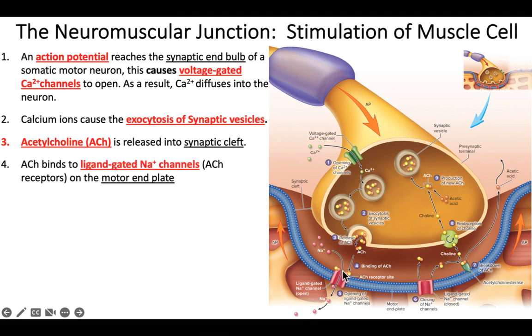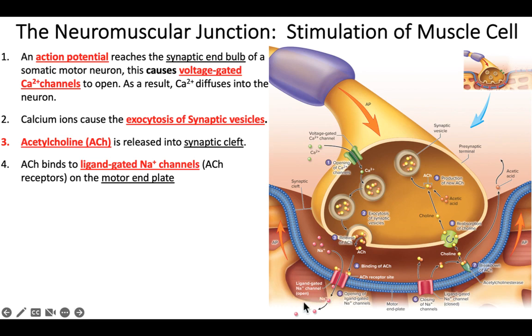and the receptor is a sodium channel. Now it's known as ligand-gated because acetylcholine is a ligand. A ligand is basically a chemical. So now instead of opening due to a voltage like this channel, it's opening because of a ligand or chemical called acetylcholine. Once acetylcholine attaches, the channel opens and it lets sodium enter the muscle cell.